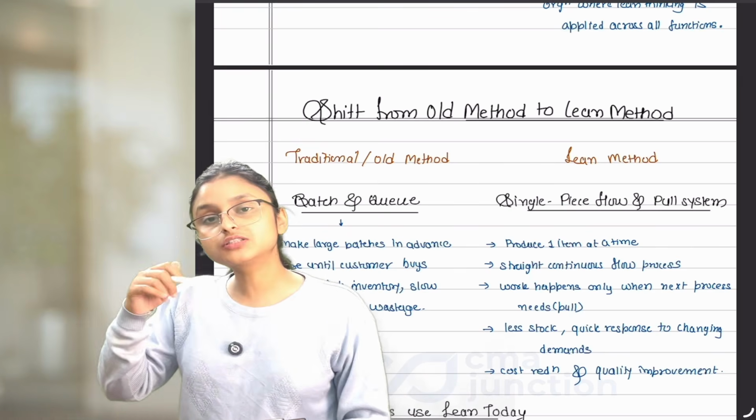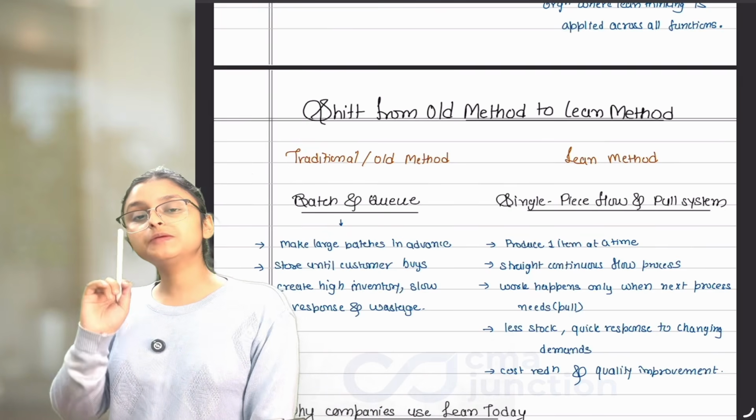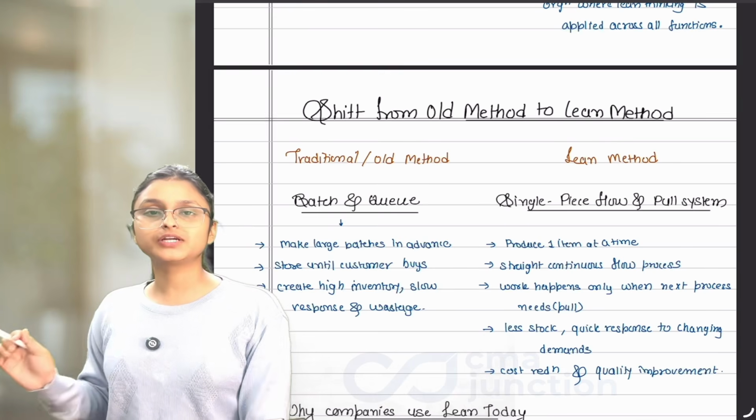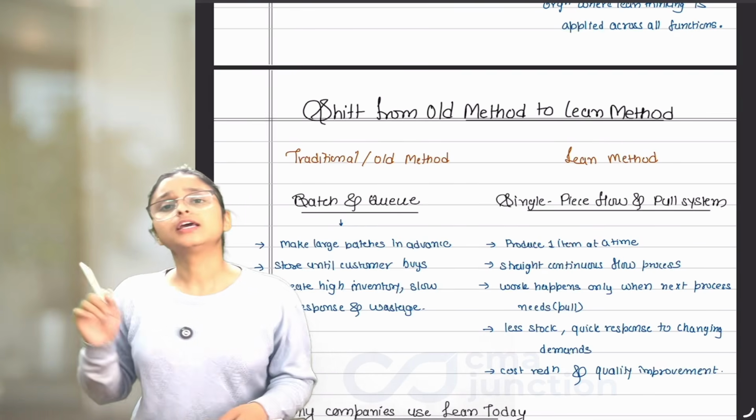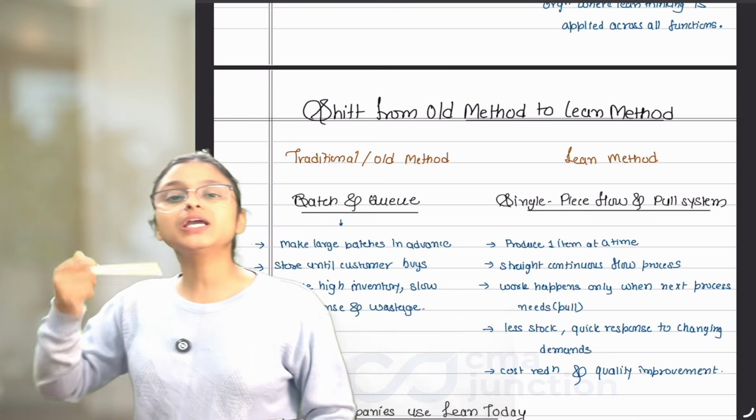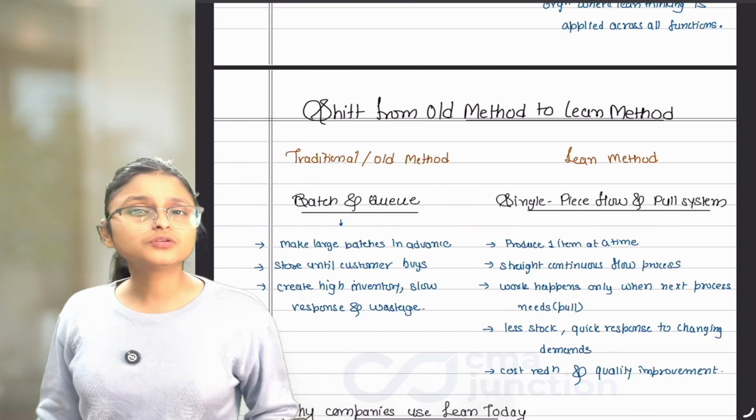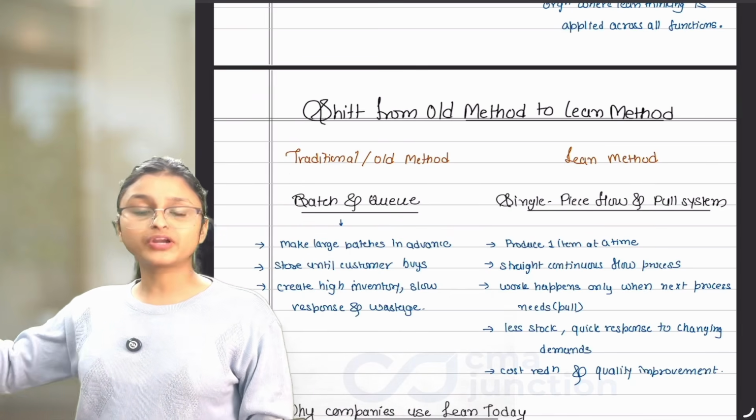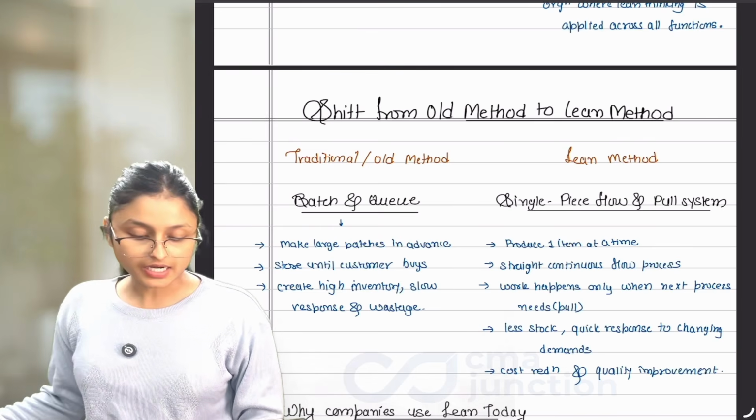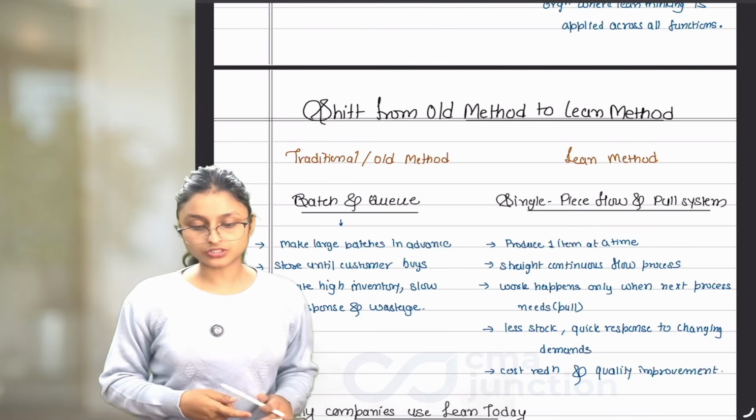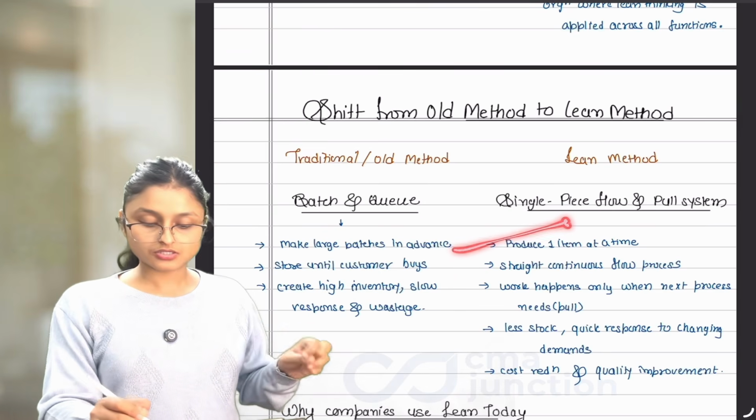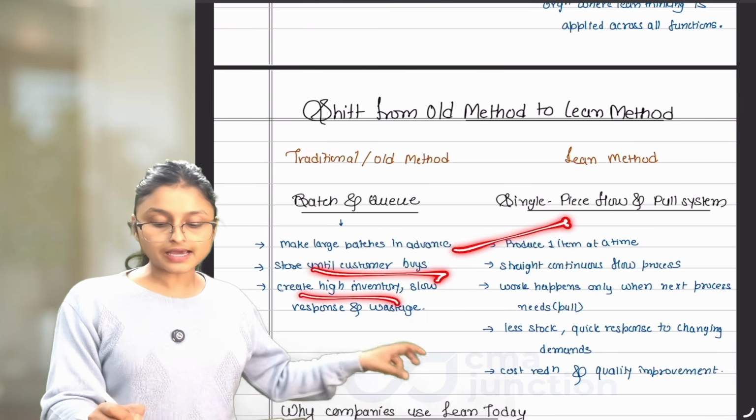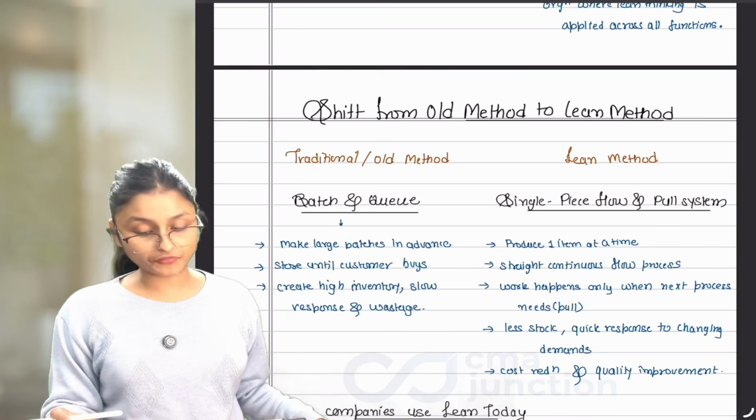And when we follow this batch and queue process, we produce the exact same quantity every time. So every time one batch will be of 1000 units. Even if the customer wants 100 units, we are producing 1000 units. What is the use of it? You are making extra inventory without any need, right? That is the issue with the batch and queue system: it makes units in large batches in advance, stores them until the customer buys, and creates high inventory, slow response, and a lot of wastage.